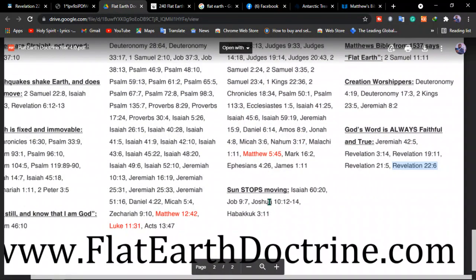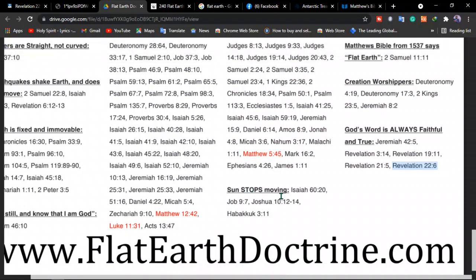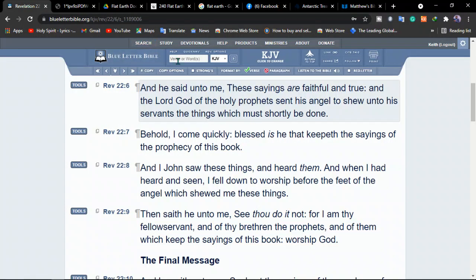Now let's look at this. The sun stops moving. Do you remember? The sun stopped moving. I'll show you this, the verse of Joshua. And tell me, what do you see about this?